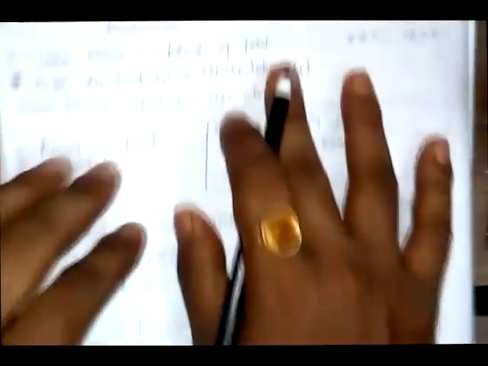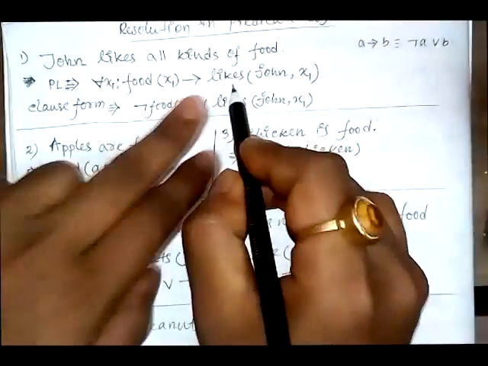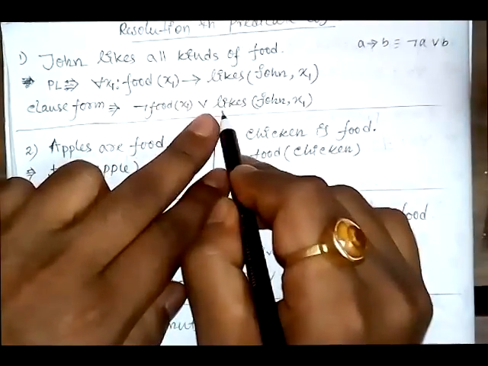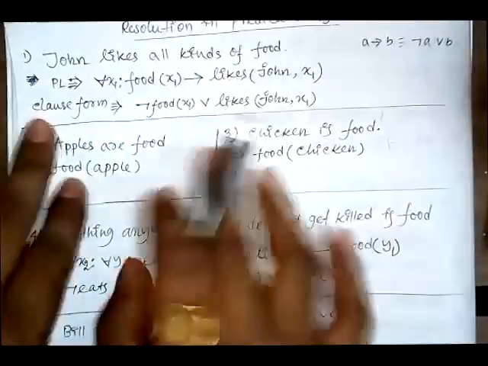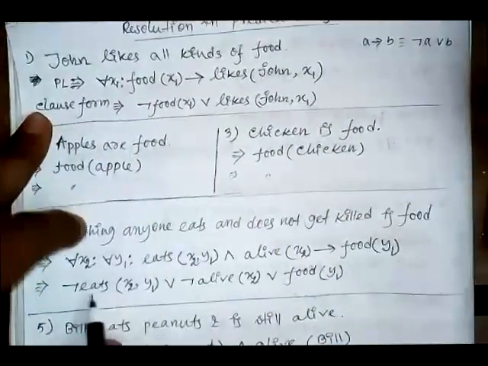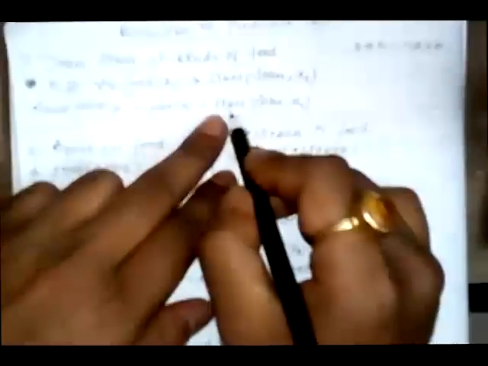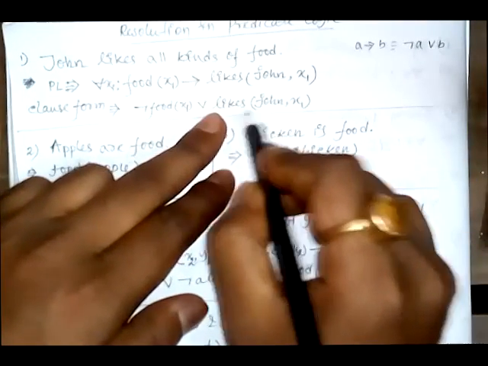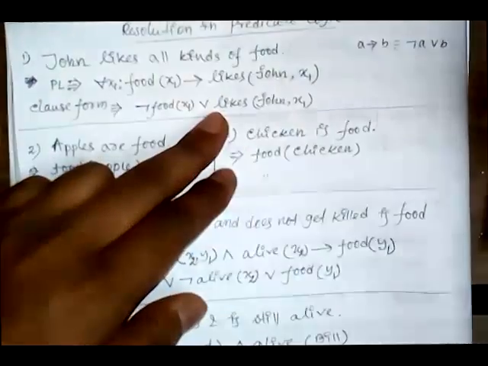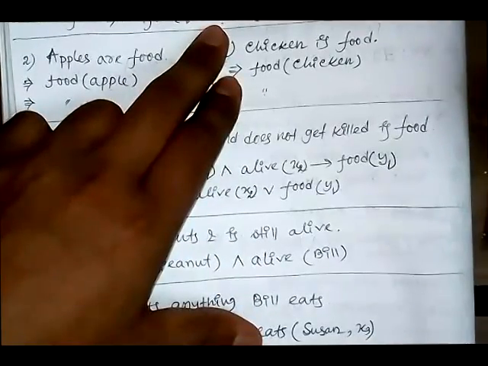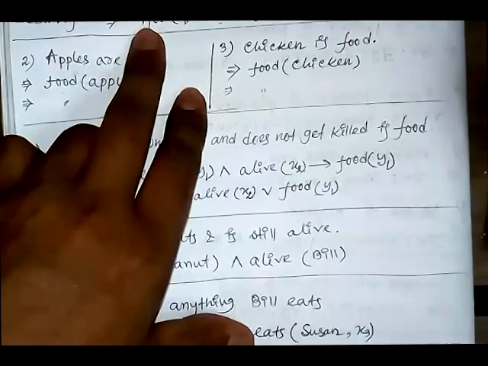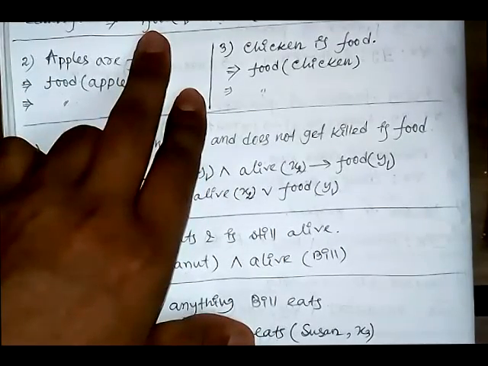So in the first statement, as we can see, we are always going to find in the clause form. All the clause forms are going to be checked. Likes is here, right? So we can use this. Here it is. Write it just by the side of it.